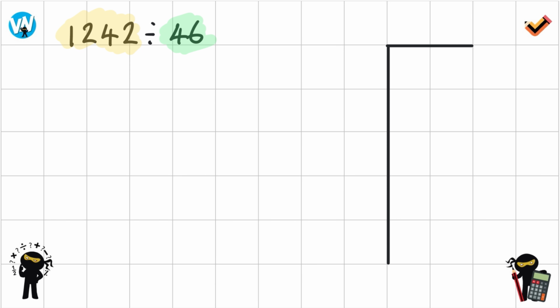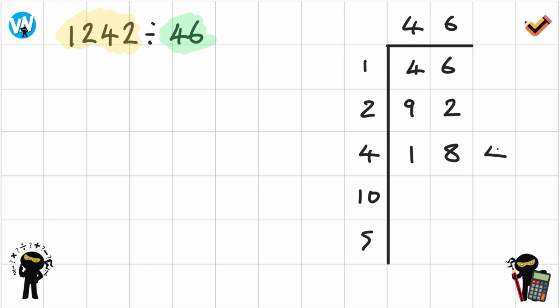So again, we should be going straight into autopilot here. So we've got our 46 times table. Obviously, you would have to draw the lines. And then it's 1, 2, 4, 10, 5. Dead simple, 46. So the next one is going to be 92. Double 92, so double 90 is 180. Double 2 is 4. So we've got 184. Times 10 is 460. And half of 460, dead easy this time, is 230.